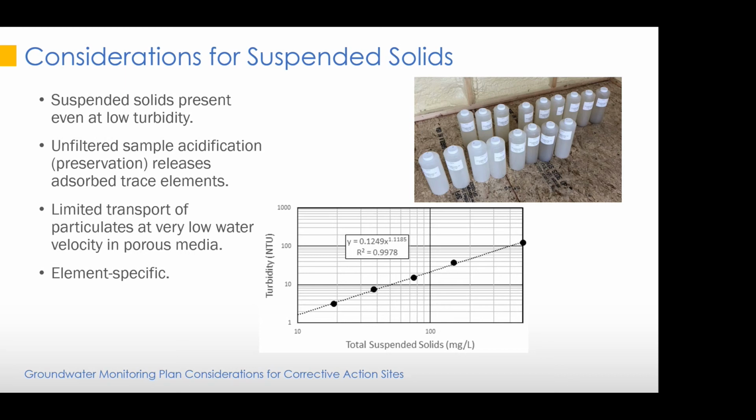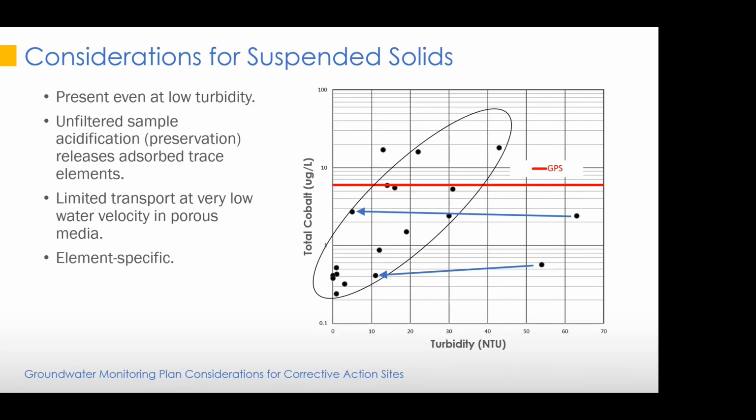So if you have a trace element, such as cobalt, on that suspended solid, and you're not filtering the samples in the field, which is a common practice under the CCR sampling, and then you dissolve that suspended material with the acid you use to preserve the sample, you release that metal. And that could give you very misleading results as to what you think is actually going on chemically. And this is very element specific. And so here we're looking at cobalt. And this is coming from a real site.